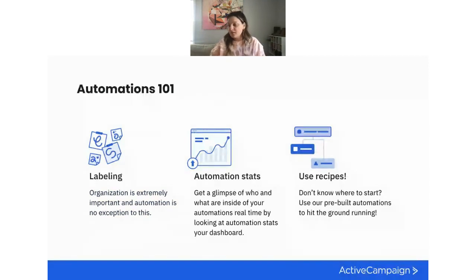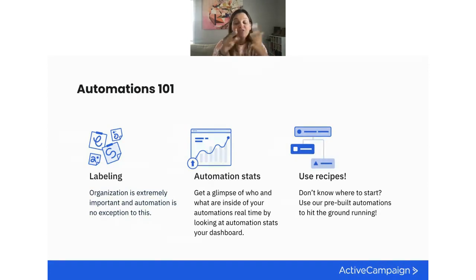Automation stats are going to give you an opportunity to see how many people are in your automation, how many campaigns are in your automation, what's the open rate there, and goals. We're not going to talk about goals today, but it really just gives you a quick glance at what's going on in your automation.